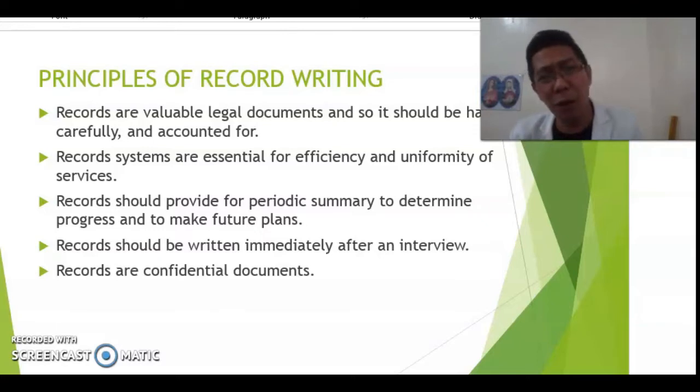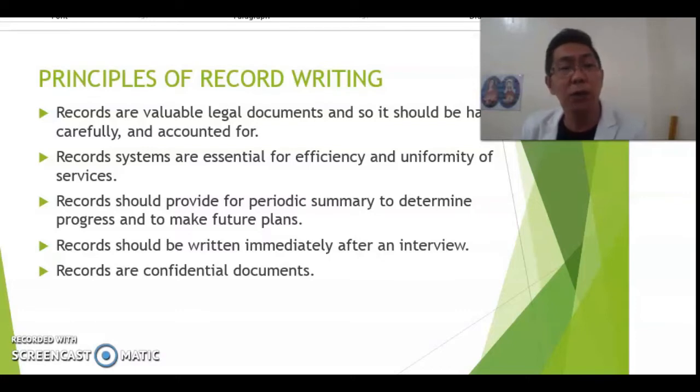Okay, so of course, a record should be written immediately after an interview so that you cannot forget it. Because it will be hard if you do your interview now, and then after the interview you're going to do something else. So it's better that immediately after the interview you do the writing or the recording.